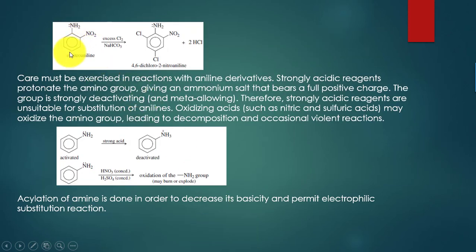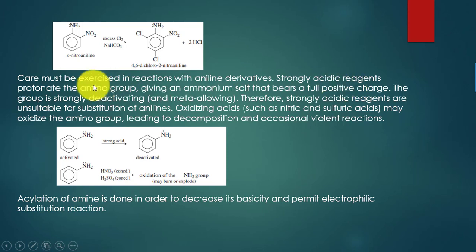Another example is shown in which ortho-nitroaniline is made to react with excess chlorine in the presence of sodium bicarbonate. This also leads to the formation of 4,6-dichloro-2-nitroaniline, as one of the ortho positions has already been occupied and only one ortho and the para position were available, which get readily substituted by the electrophile. So we say that care must be exercised in reactions with aniline because of its high reactivity.